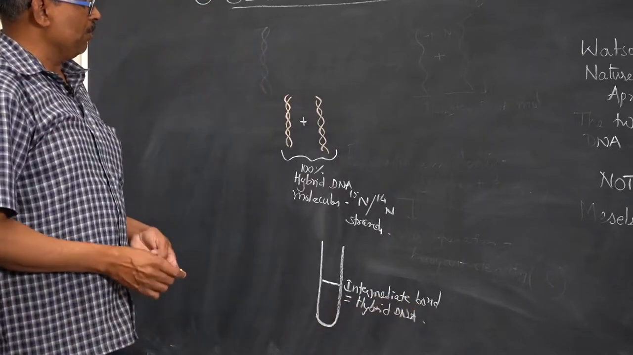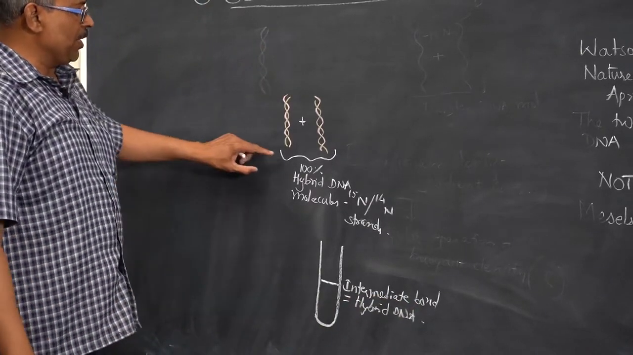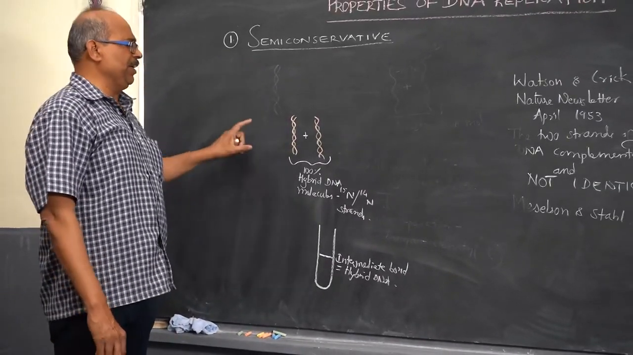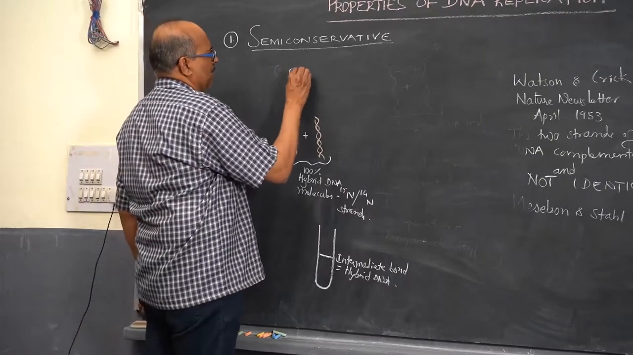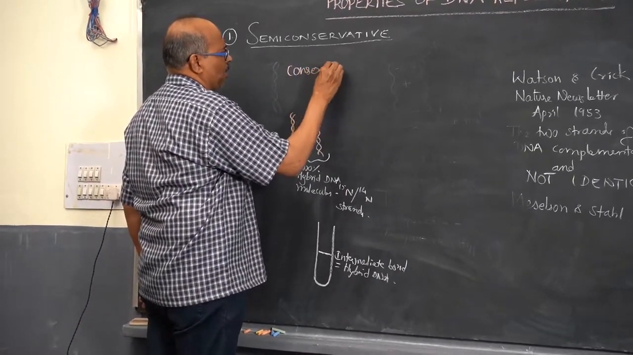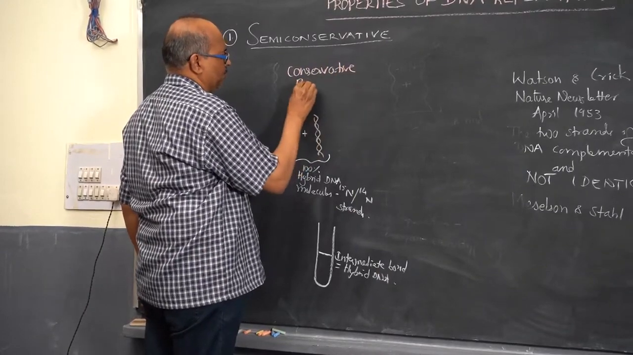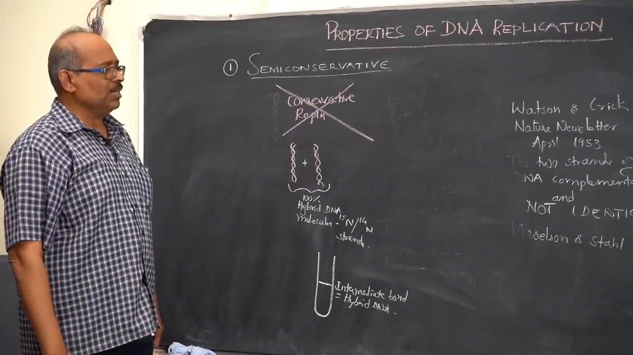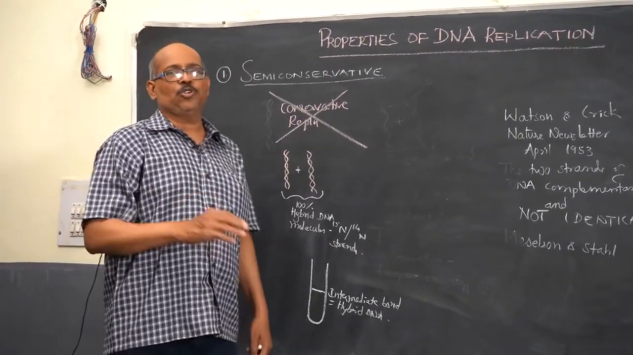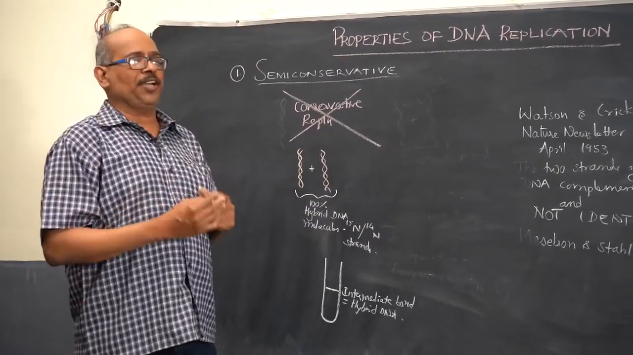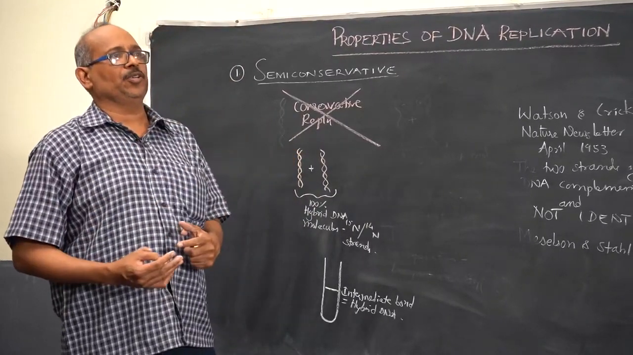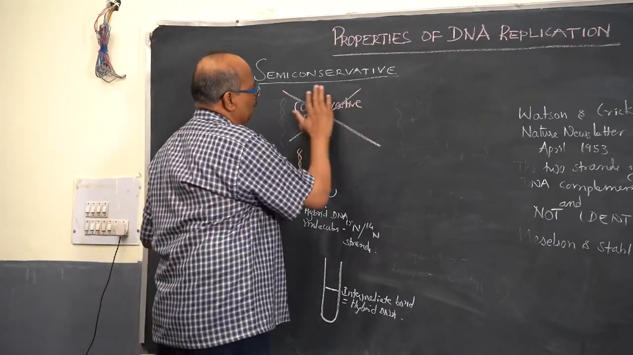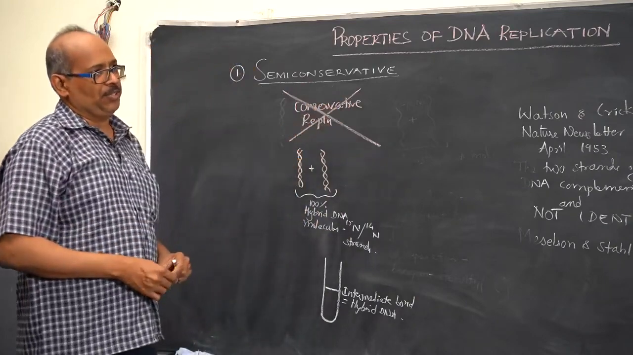So what can we conclude from this experiment? Since we are getting only hybrid DNA, we are not getting light DNA, we are not getting heavy DNA, we can say conservative replication is not possible. Replication cannot be conservative. If it were conservative, then we should have got two bands, one corresponding to heavy DNA, one corresponding to the lighter DNA. Since we are not getting that, you can prove that replication is not conservative.